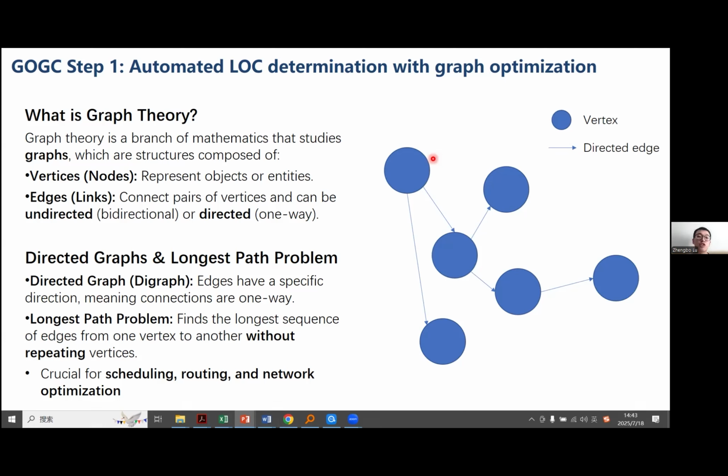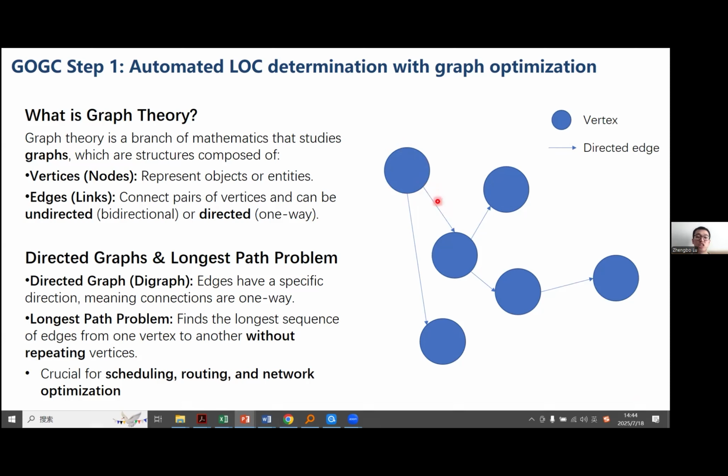To briefly introduce, graph theory is a branch of mathematics that studies graphs, as shown in the right figure, which are structures composed of vertices, as shown by the blue nodes here, and the edges that link them.